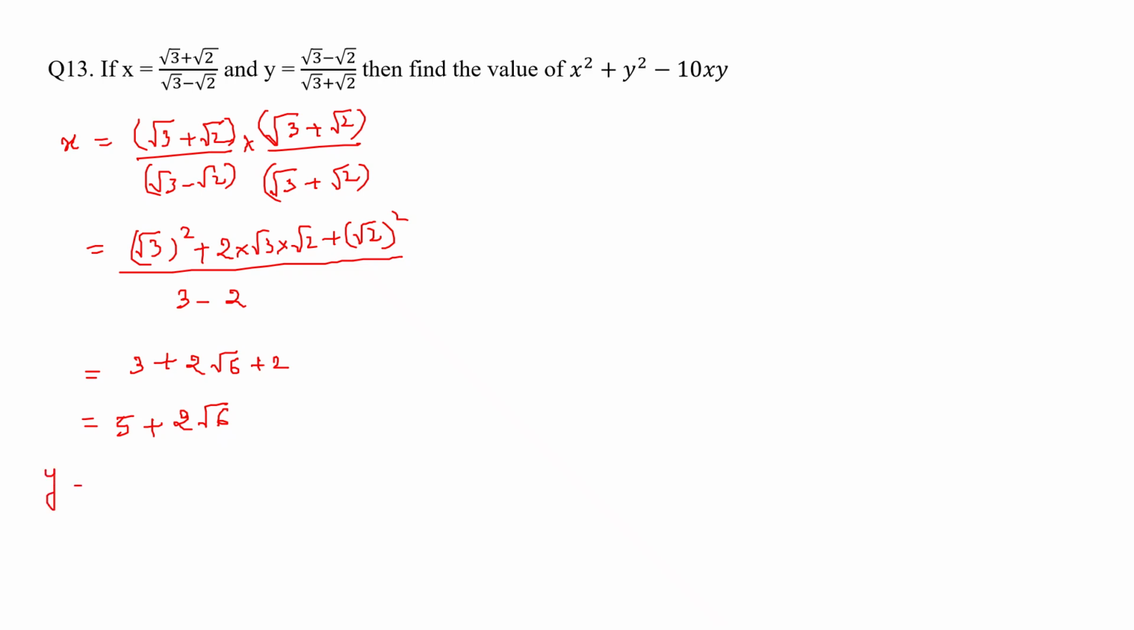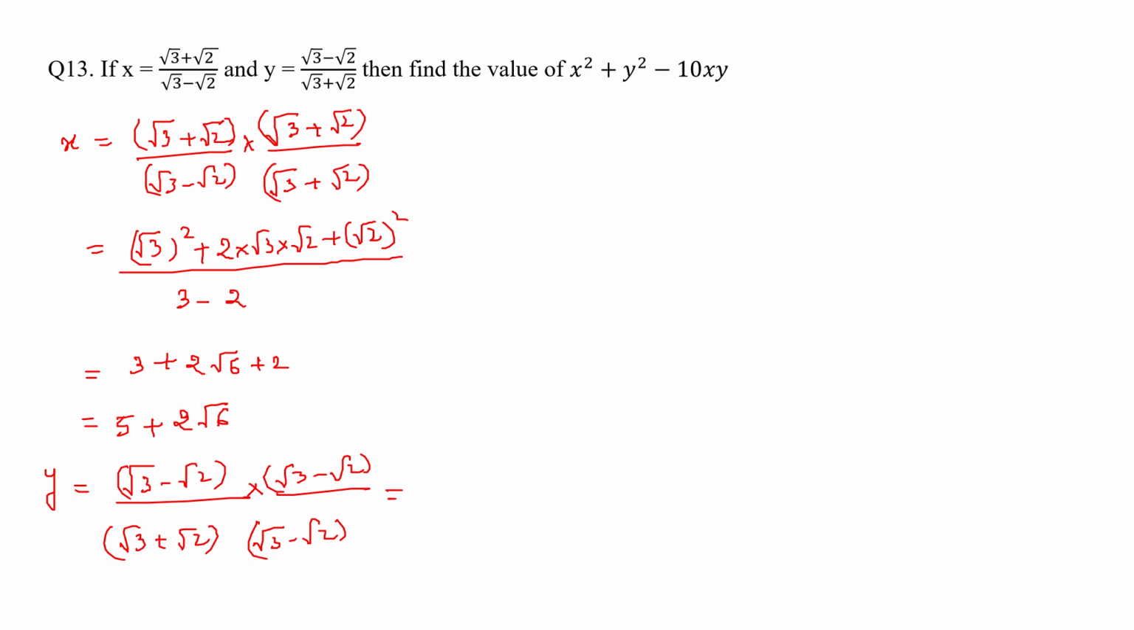Now in the same way we have to do it for y also. So it will be root 3 minus root 2 by root 3 plus root 2, into the rationalizing factor, which is root 3 minus root 2. Now here again the numerator is in the form of (a minus b) whole square. So if I use the formula, a square, which is root 3 square, minus 2 times a into b, root 3 into root 2 is root 6, directly I am writing, and then root 2 square. In the same way the denominator will be root 3 square minus root 2 square, which is 3 minus 2.